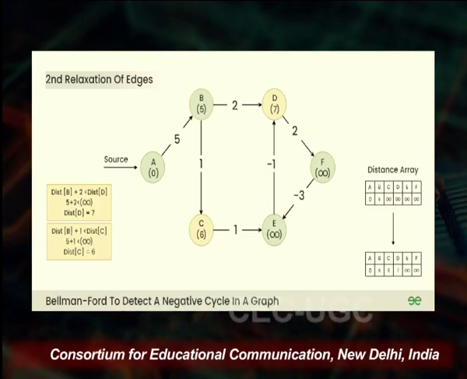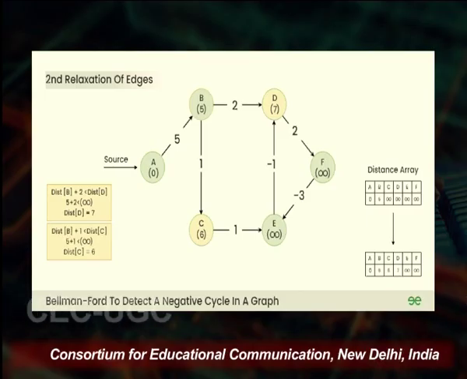Now, in the second iteration of the relaxation of edges, we started from B. From B there are two paths, one going to D and another going to C. So, for C we have incurred 5 plus 1, which is 6, and for D we have incurred 5 plus 2, which is 7, and hence we have updated the distance array.